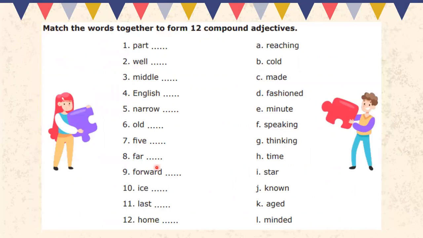We're going to have a match here. We're going to match the words together to form 12 compound adjectives. On this part, we have part, well, middle, English, narrow, all, 5, far, for, eyes, last, and home. In the other part, we have different words. Some of them are ending in ed or ing, as many others, and we're going to have the correct combination, okay? This is an exercise that we are doing. In case of doubts, please reach me. I will be happy to assist you.